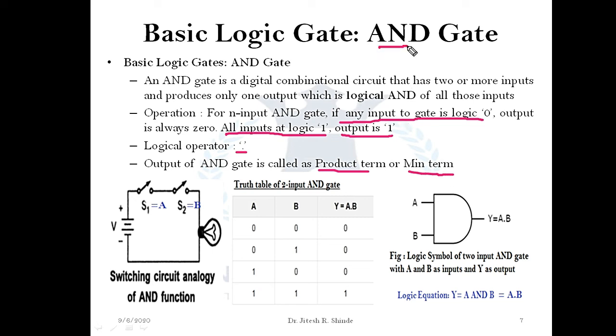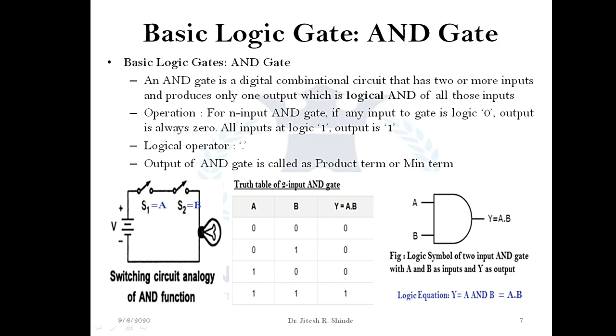Application of the AND gate: it is used to implement the product term, the P term, in the SOP equation, and in the product of sums too, the P term implementation, the product term implementation, the AND gate is going to be used.